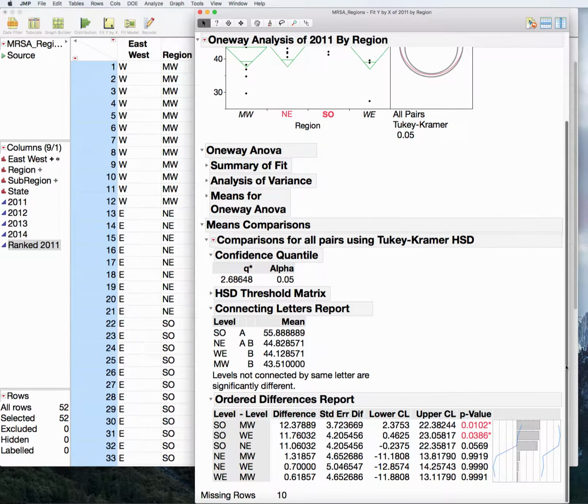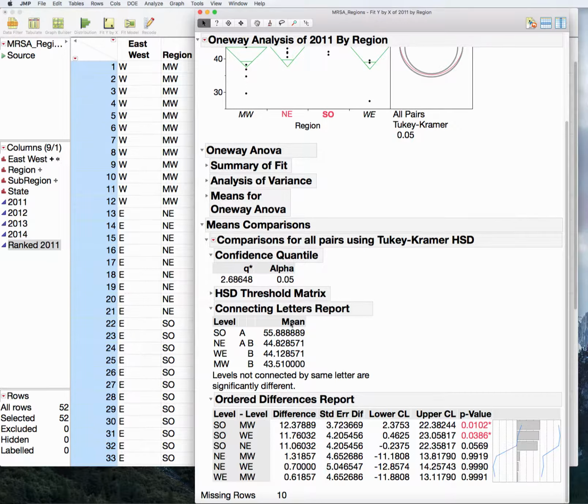It does give you this lettered connecting letters report, which will show you that groups sharing the same letter are not statistically significantly different. Groups with different letters are. So South has an A, Northeast has an A. That means those are not statistically significantly different. But South is different from West and Midwest according to the connecting letters report.